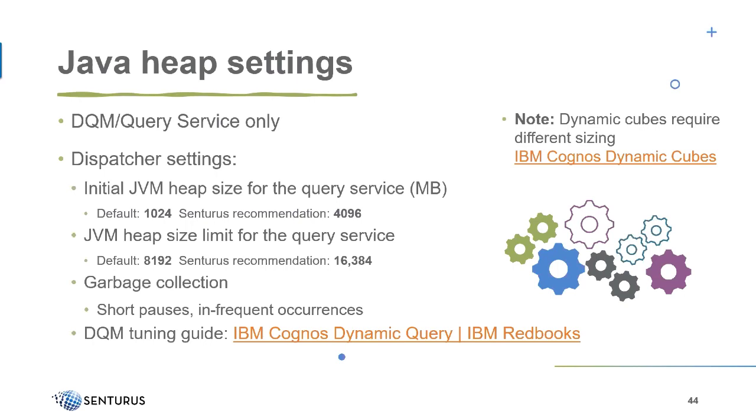As far as garbage collection, if you see things are freezing or locking up around the query service, it might be related to garbage collection. That can have that effect. There are some tuning options around that. It does get complicated quickly. I did post a link to the DQM tuning guide that you can get here. It provides a lot of deep insights into how to troubleshoot and get the best performance out of dynamic query mode. And then dynamic cubes. Don't know if anybody out there is using them. They still exist. They do have a different set of rules. There's a link here for that as well if you have questions or want to know more information about how to tune those.